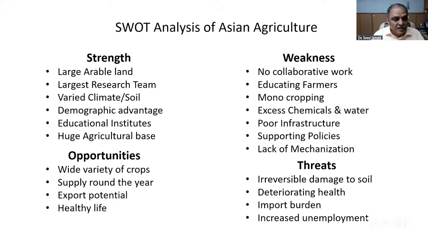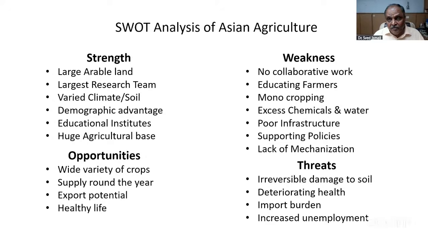We'll continue with, like I told, the strengths and weaknesses. We have very large arable land, cultivated land. Asian cultivated land is really one of the largest in the world. We also have a large research team. We have different types of climate and soil than many countries. We also have the demographic advantage, which means a lot of youngsters. Youngsters are graduates and they want to learn and come into agriculture, which is now a deterrent for them because of no technology available and no income available.